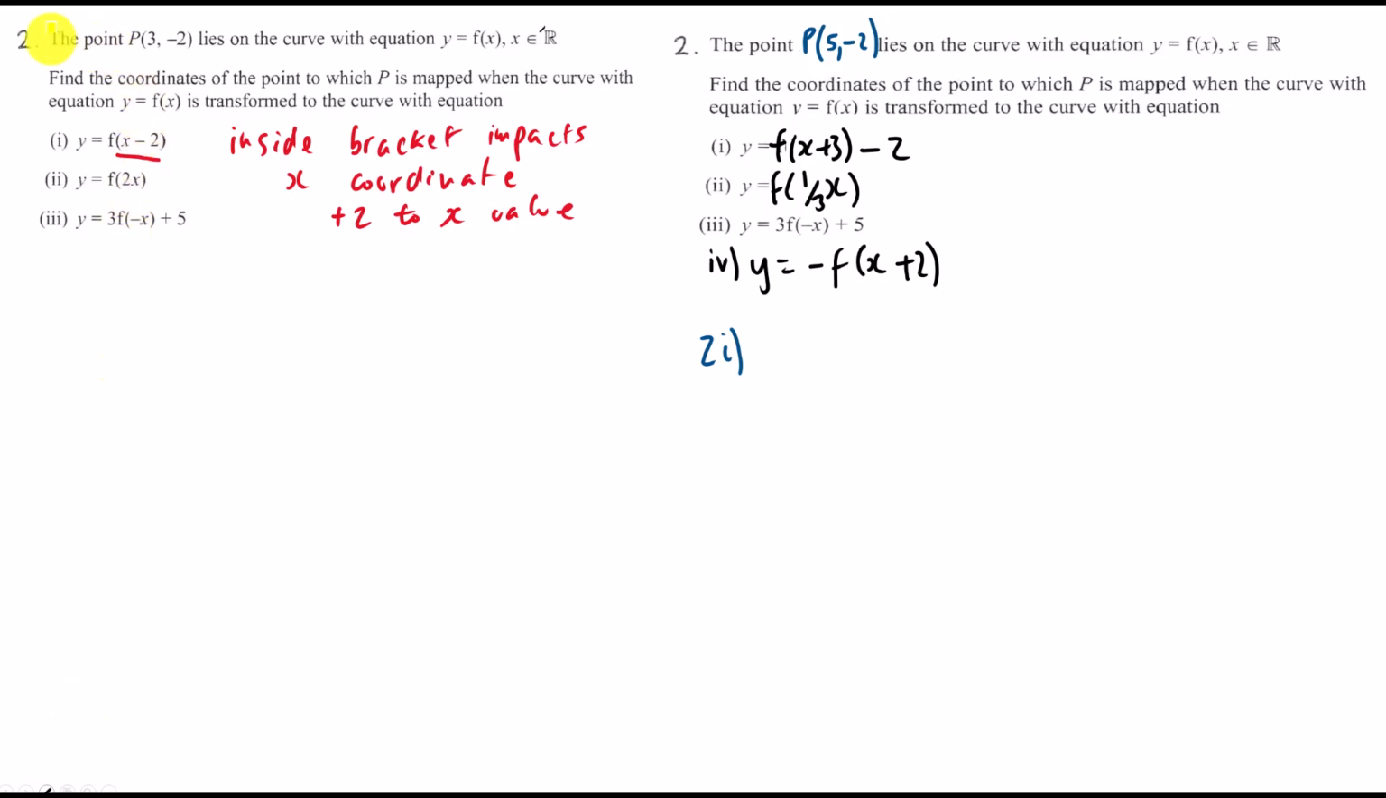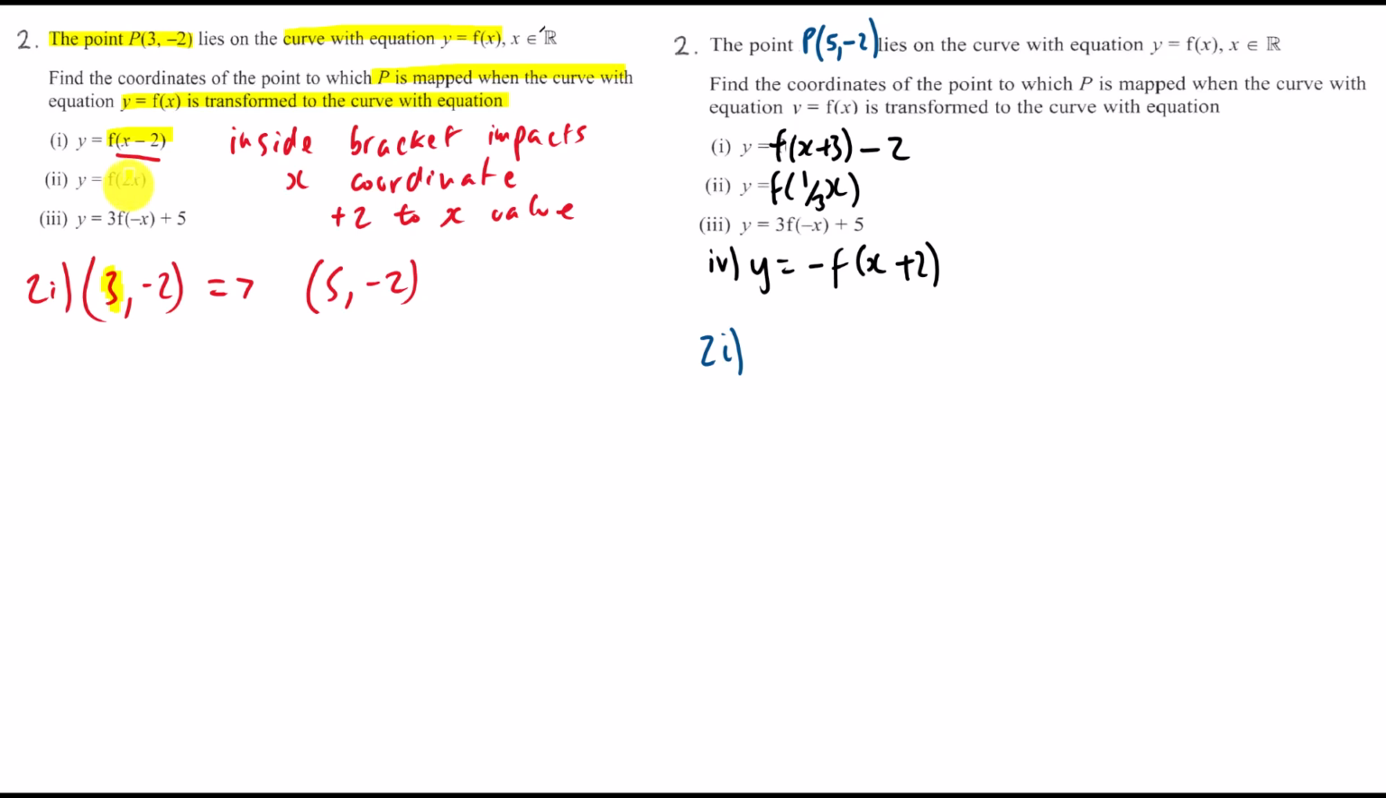Okay, let's have a look. We've got this point (3, -2), that's important. We've got a curve with this equation, and it's going to be mapped. So we know this is inside the bracket, which impacts the x coordinate, so you plus 2 to the x value. That's all we're doing, is to plus 2 to the x value from 3. And so that will be our new coordinate mapped under the transformation.